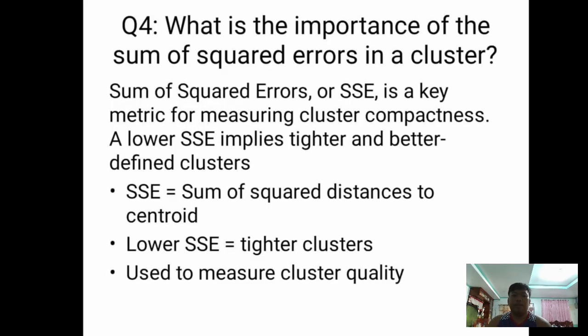For question 4, what is the importance of the sum of squared errors in a cluster? Sum of squared errors, or SSE, is a key metric for measuring clusters' compactness. A lower SSE implies tighter and better defined clusters. SSE is the sum of squared distances to the centroid. Lower SSE means tighter clusters and is used to measure cluster quality.